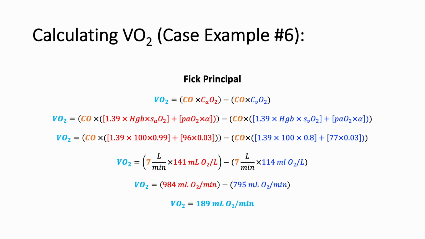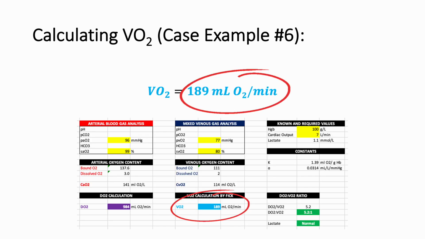We can see from our calculations here that the rate of oxygen consumption for this patient is 189 milliliters of O2 per minute. This value is found in the light blue cell in the spreadsheet, automatically calculated for you as well.